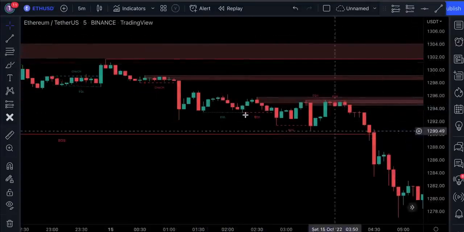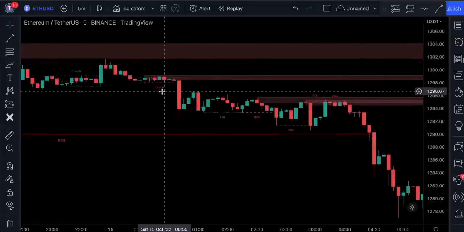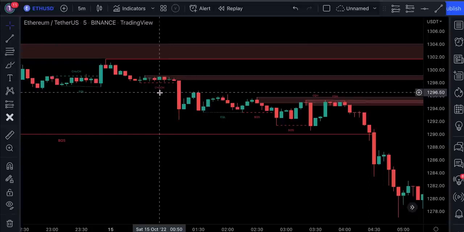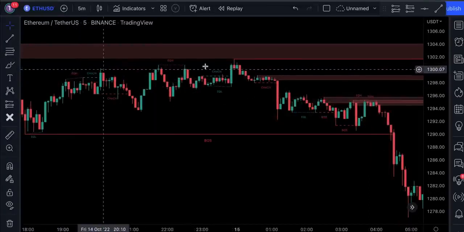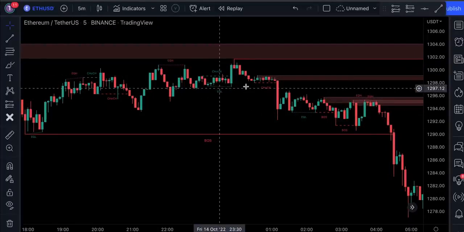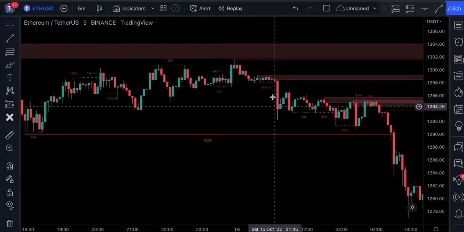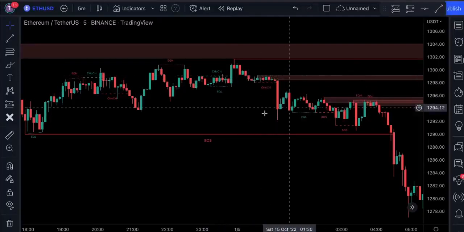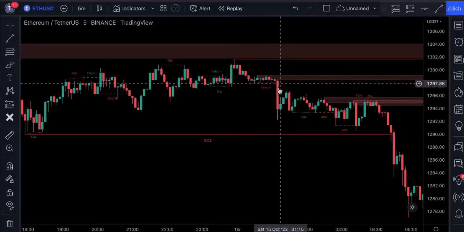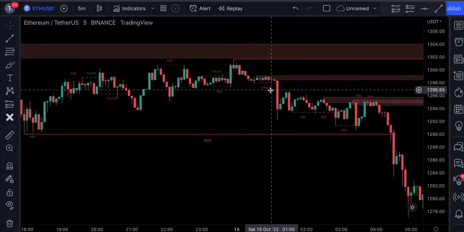So first of all, we have the CHOCH. This stands for change of character. This label is printed when the price action is changing its overall trend direction. The change of character can be bearish and bullish. So for example, the price action was moving in an uptrend, and then a strong bearish candlestick occurred that broke below the most recent level of support. This is definitely a sign that the trend is about to reverse. So the indicator printed a change of character label.